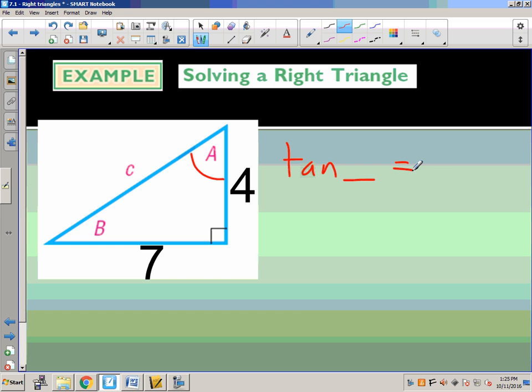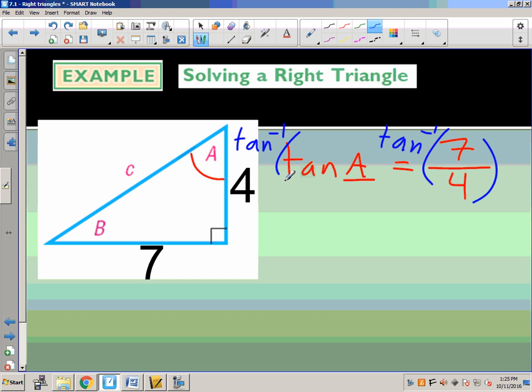Tangent of some angle is equal to some side over some side. What's the angle we're dealing with? A. There are variables on the inside now. Uh-oh. And tangent is opposite over adjacent. You guys remember how to get that A out of the tangent? We're going to do an inverse function. What we're going to do may be different from how you were shown in the past, especially if you were in Algebra 3 last year. We're going to take the tangent inverse on both sides.